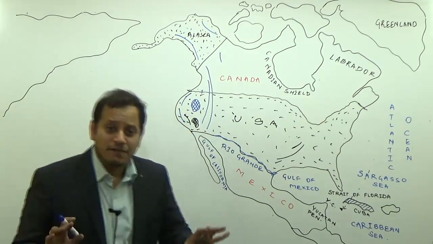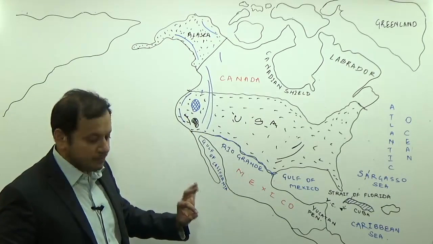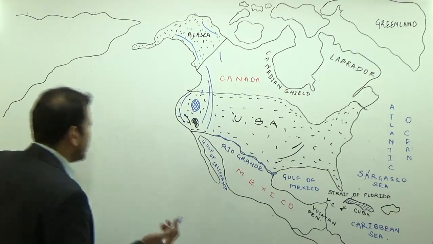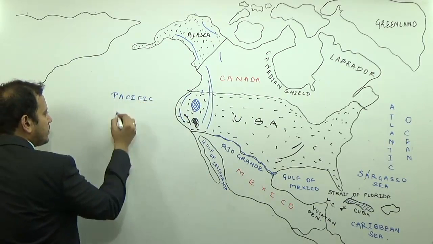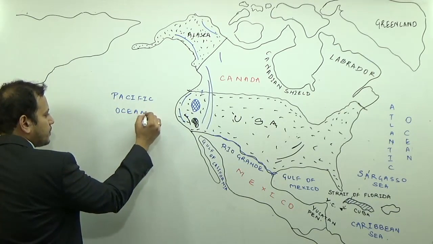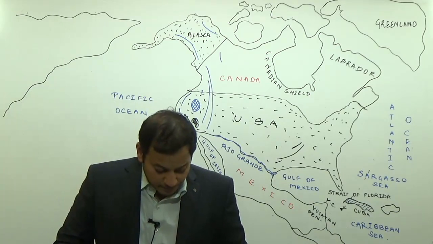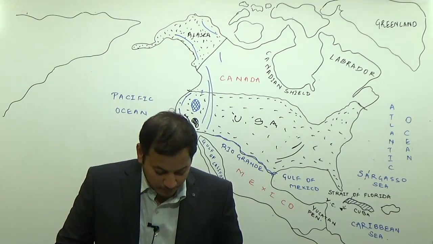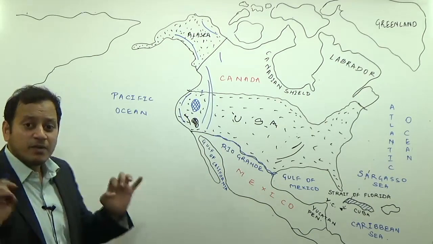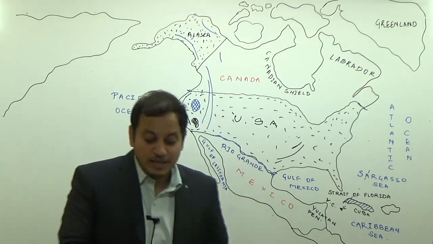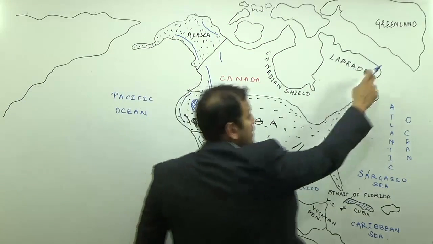Now let us forget about USA and come to Canada. In the Canada region, what is this ocean here? It is the Pacific Ocean. In the Canada region, one striking feature is the Labrador Sea. That is, surrounding the Labrador region is the Labrador Sea.